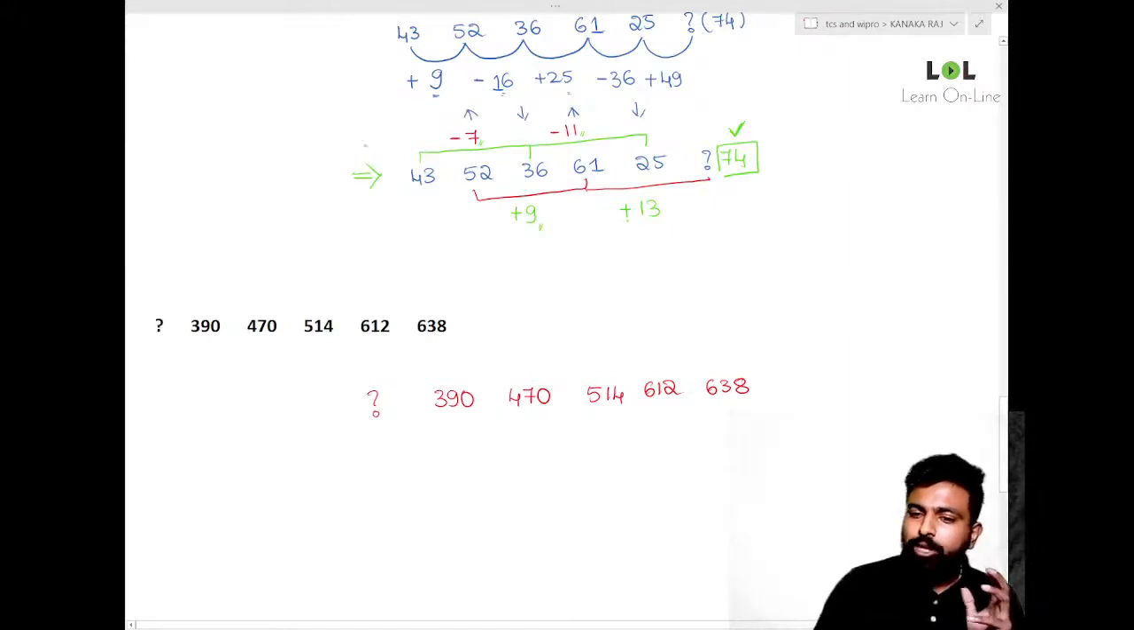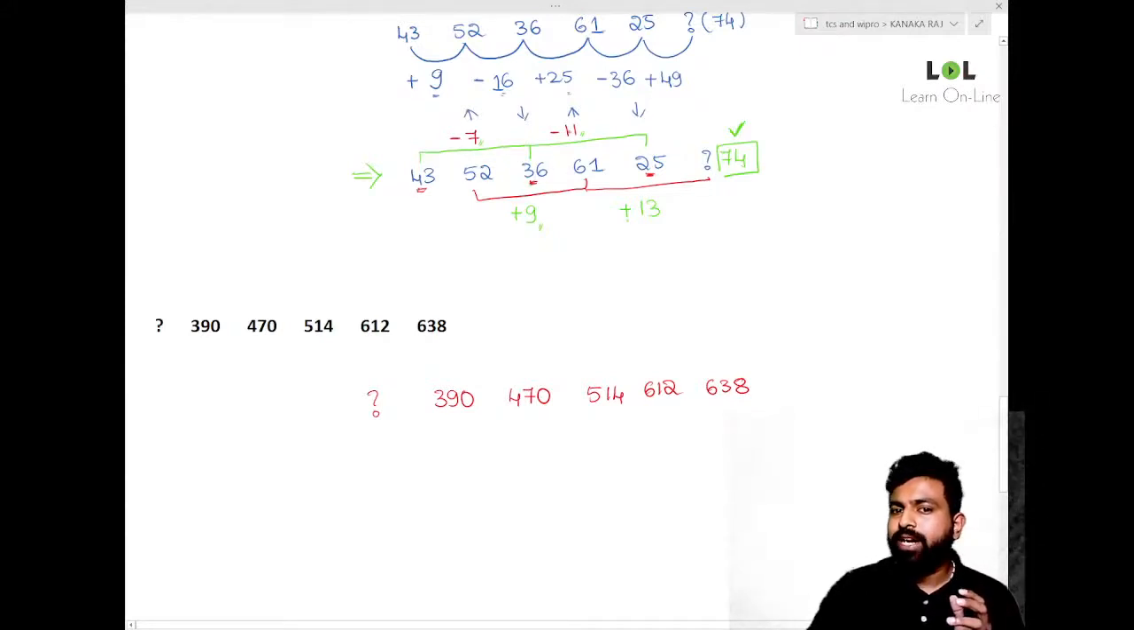Okay, let me explain it to you again, Chandana. What you need to do here is take alternate numbers. Leave out one number, take the next number. Leave out one number, take the next number. So start taking the difference between them. 43 and 36, what is the difference? 7. 36 and 25, the difference here is 11. 52 and 61, the difference is 9. 61 and the next number, what should be the difference? 7, 9 and 11 are nothing but your odd numbers. What is your next odd number? The next odd number is 13. If you add 13 to 61, you'll get 74.